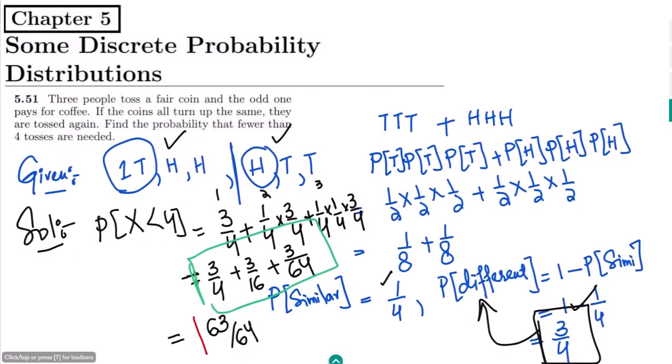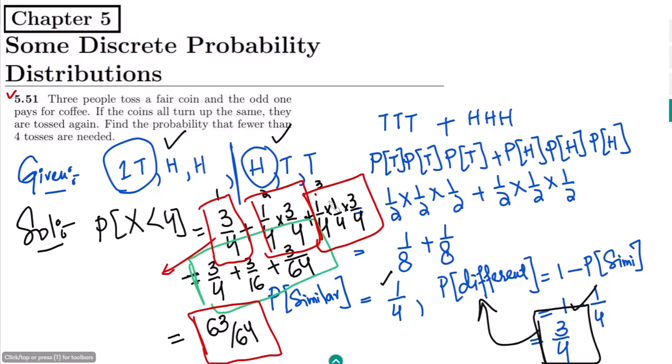That is basically the solution of my question 5.51, in which I have used the geometric probability theorem. This is for the condition where we get the success in the first trial. This is where we get the success in the second trial, while this is where we get success in the third trial. Okay, so that's what we have done for today.